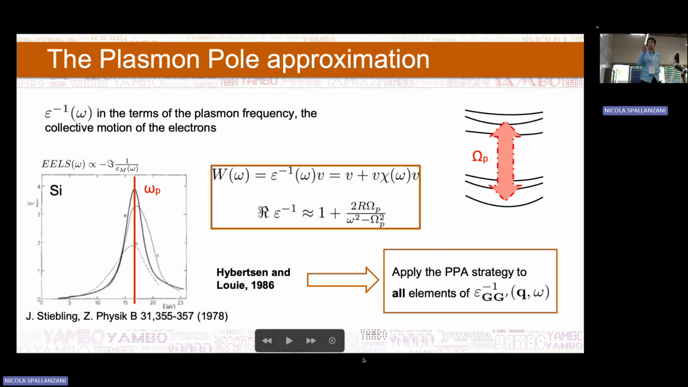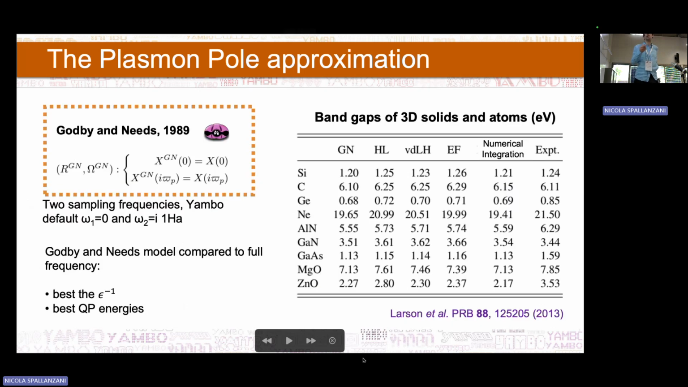In Yambo, actually, we don't use this Hybertsen and Louie strategy, we use a slightly different strategy, that is the Godby-Needs model. But okay, they're the same. Basically, in this case we use two sampling frequencies, one at 0, the other typically set along the imaginary axis at one Hartree. And imposing these two relations here, we can find the two parameters needed for the plasmon pole. And we can compare the Godby-Needs model with the Hybertsen and Louie model and with the exact numerical integration, the one you can obtain with a real axis integration.